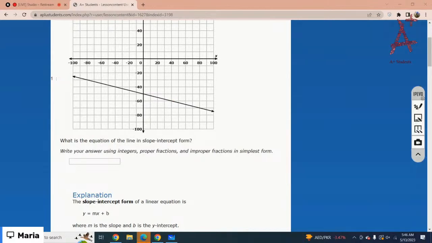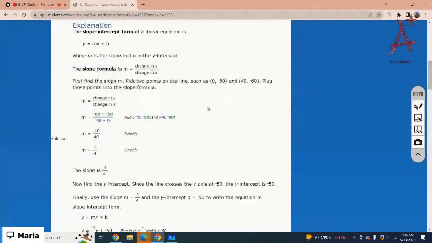You can find the slope using change in y divided by change in x. The points are (0, negative 50) and (40, negative 60). It would be negative 60 minus negative 50, divided by 40 minus 0. Got it? So it would be negative 10 over 40. That means the slope of the graph is negative 1 over 4.